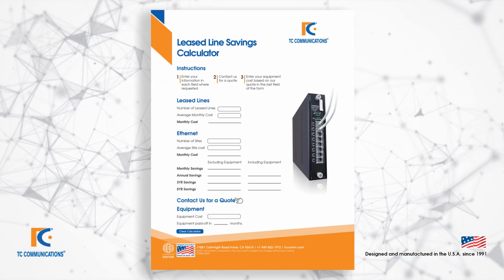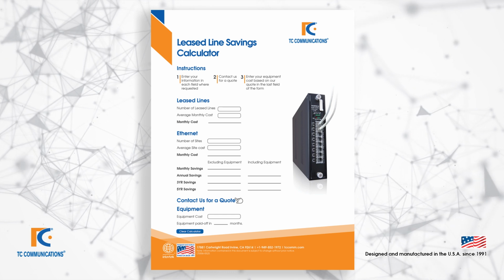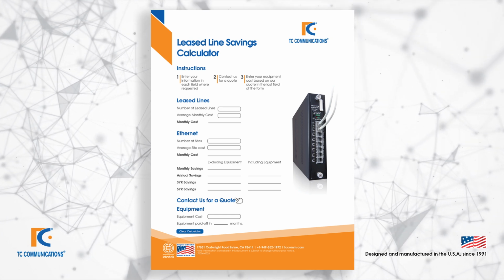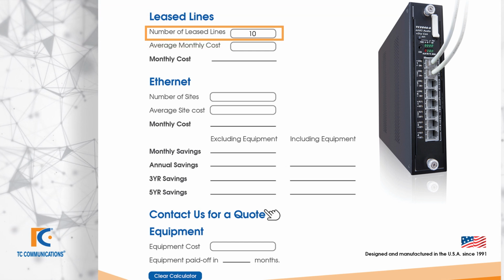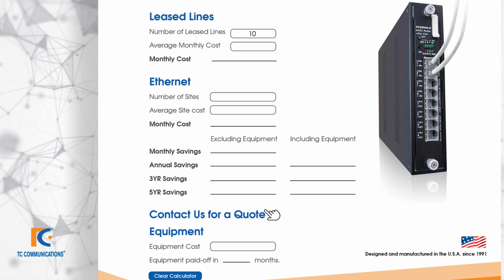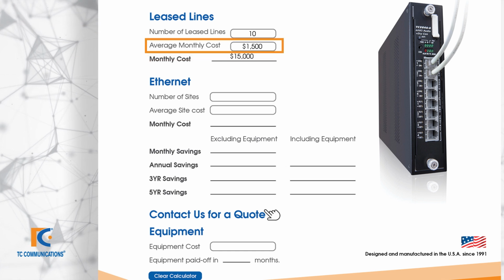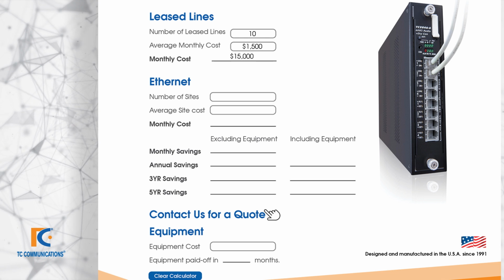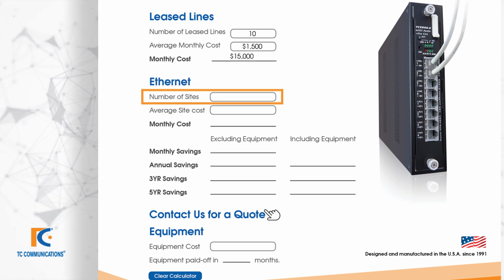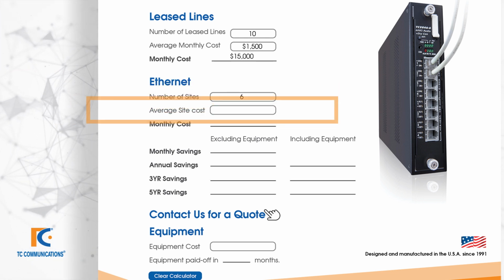Finally, here's how to use our leased line replacement cost savings calculator using the same numbers we just discussed. First, you would enter your number of leased lines here. Then you would enter your average monthly cost here to determine the total monthly cost of your leased lines. Then you can determine your Ethernet cost by entering how many sites you have here and your average site cost here.